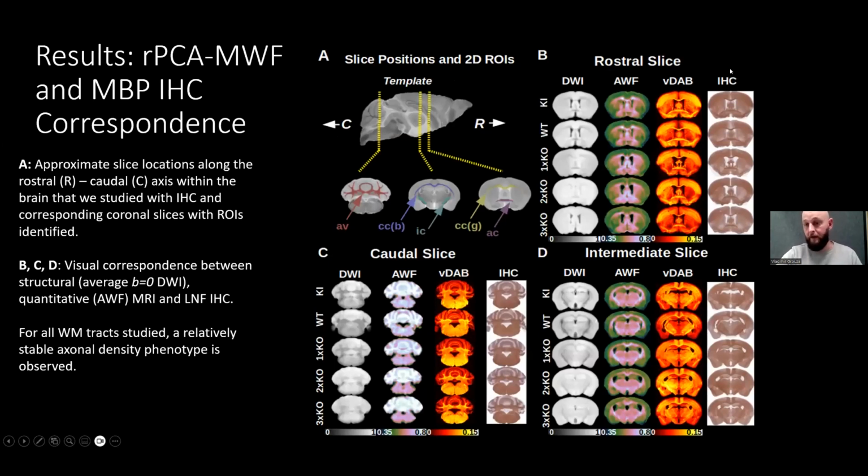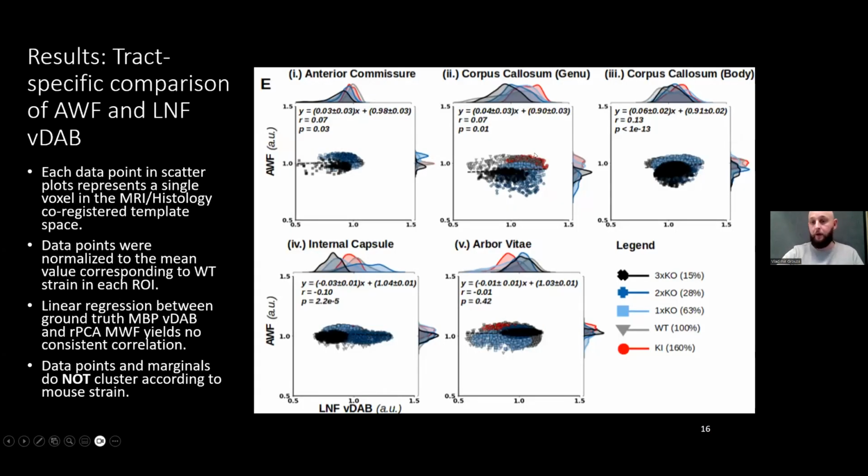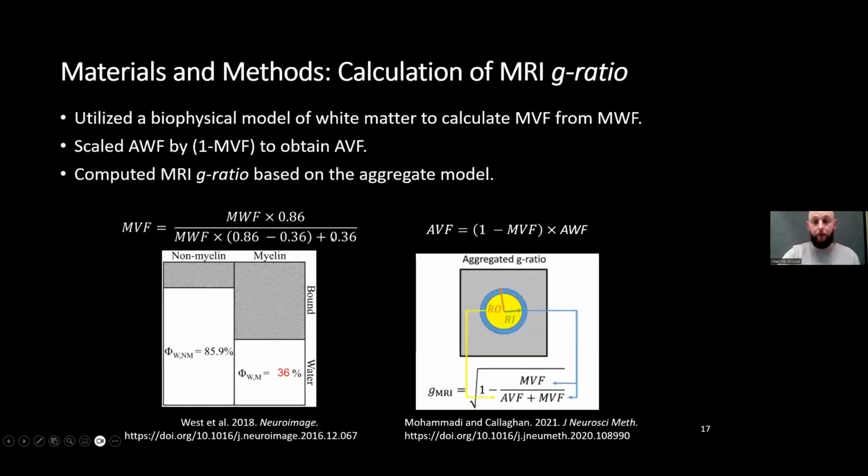as a surrogate for axonal density and repeated this experiment with LNF. And unlike the MBP and MWF experiment, we do not get clustering according to genotype. And both LNF and AWF from NODDI corroborate our hypothesis that we're mostly detecting a myelin signal here. So moving on, armed with those two pieces of information, we thought, hey, what the heck, why not?